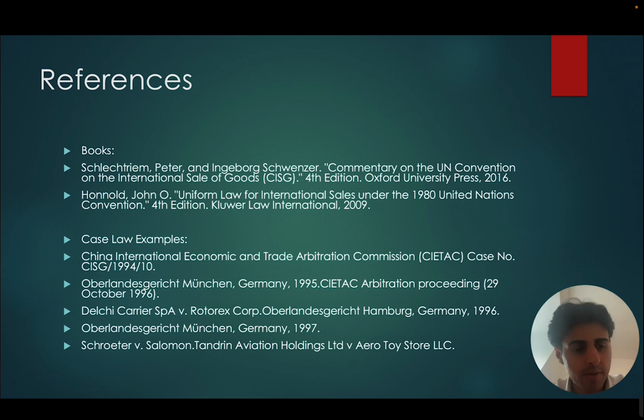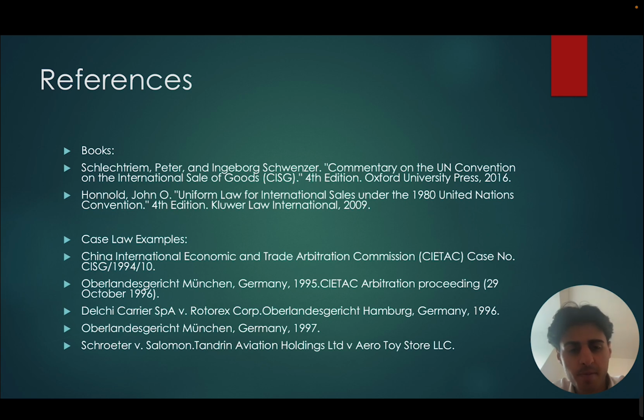So regarding the references and scholarly commentary, looking at the commentary on remedies and damages for the CISG, for specific performance, Schlechtriem and Schwenzer highlight the importance of the principle of pacta sunt servanda, or agreements must be kept, which is reflected in the CISG's provisions. Honold emphasizes that specific performance preserves contracts and ensures that parties receive the goods as specified.